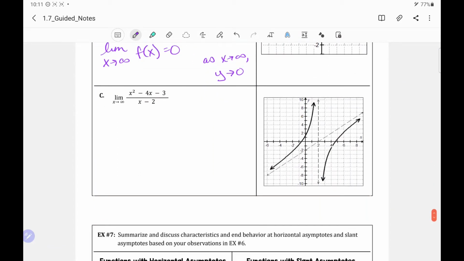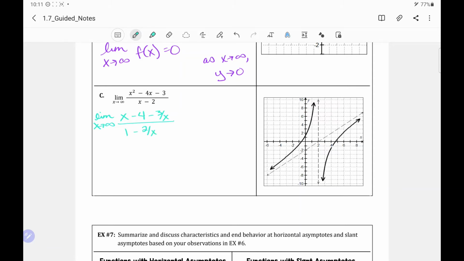Trying again with C. Again, pause, try for yourself. If you didn't do B on your own, at least do C on your own, and then come back and see what happens. We're dividing by the highest power in the denominator, which is x. So I've got my limit as x goes to infinity. x squared divided by x would just leave me with x. Minus 4. 4x divided by x, the x's cancel out. Minus 3 over x. Over x divided by x is 1 minus 2 over x.